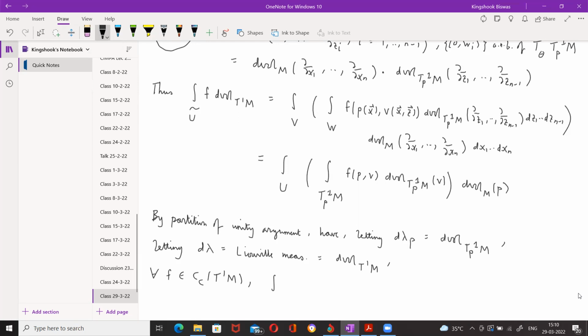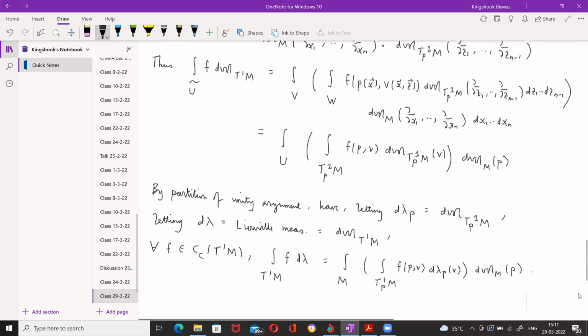the integral of f d lambda over T1M is equal to the integral over M of the integral over T1PM of f of PV, d lambda P of V, d vol M of P. Is this clear? Okay.